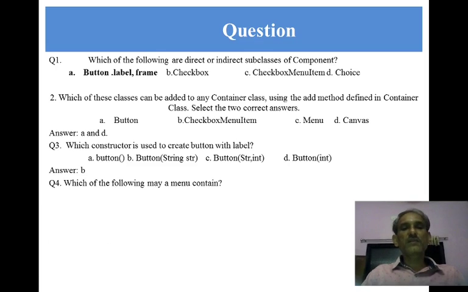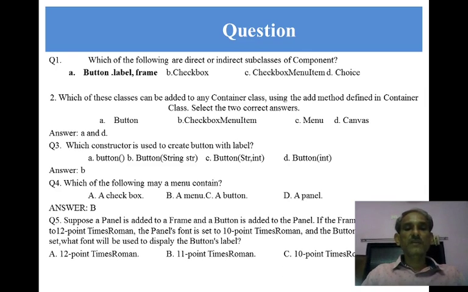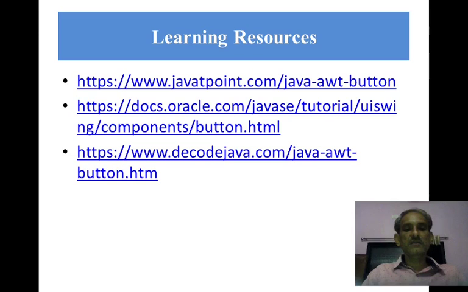Which of the following can a menu contain? Checkbox, a menu, button, a panel. The answer is B, correct. Suppose a panel is added to a frame and a button is added to the panel. If the frame font is 12 and the panel font is 10, and the button font is not set, what font will be used to display the button label? C is correct, 10 point, because by default the button is added on the panel, that's why it will take the panel font.